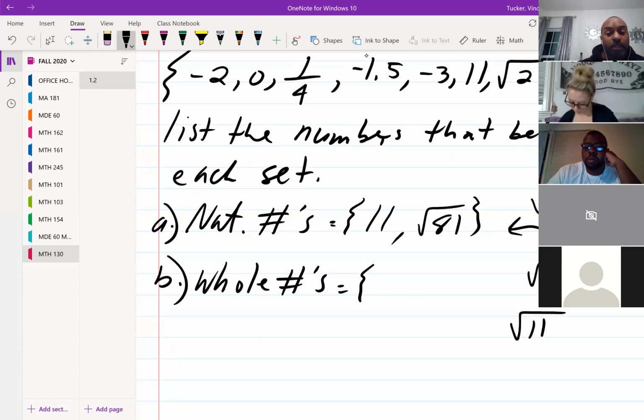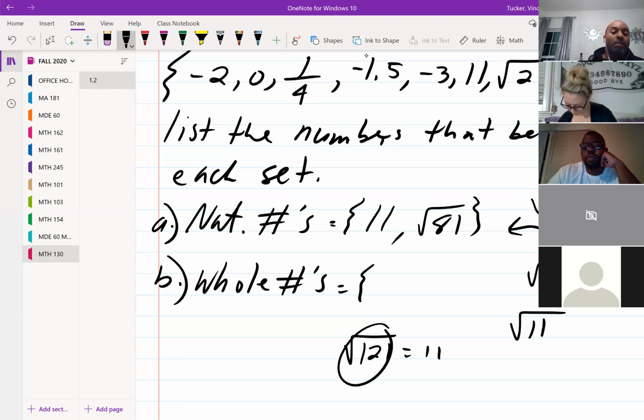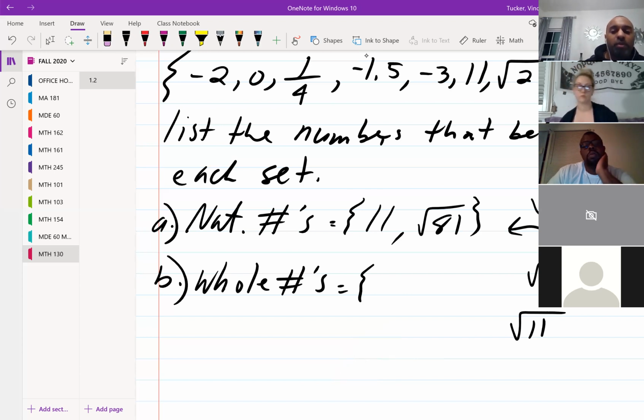Square root of 11 is a decimal. Can't use that as a natural number. Square root of 121 is 11, so I could use this. You see what I mean? You have to be able to take the square root of the number under the radical evenly in order to use it as a natural number or a whole number.